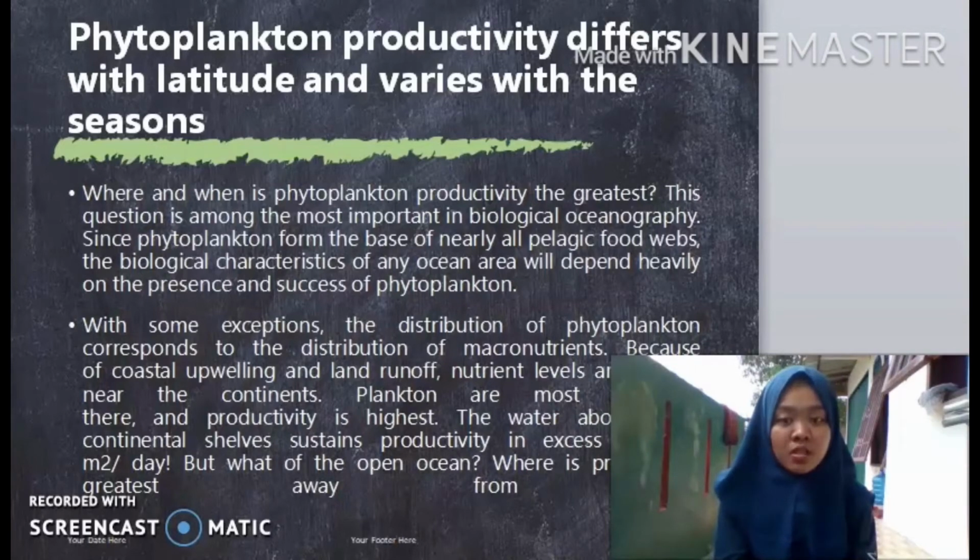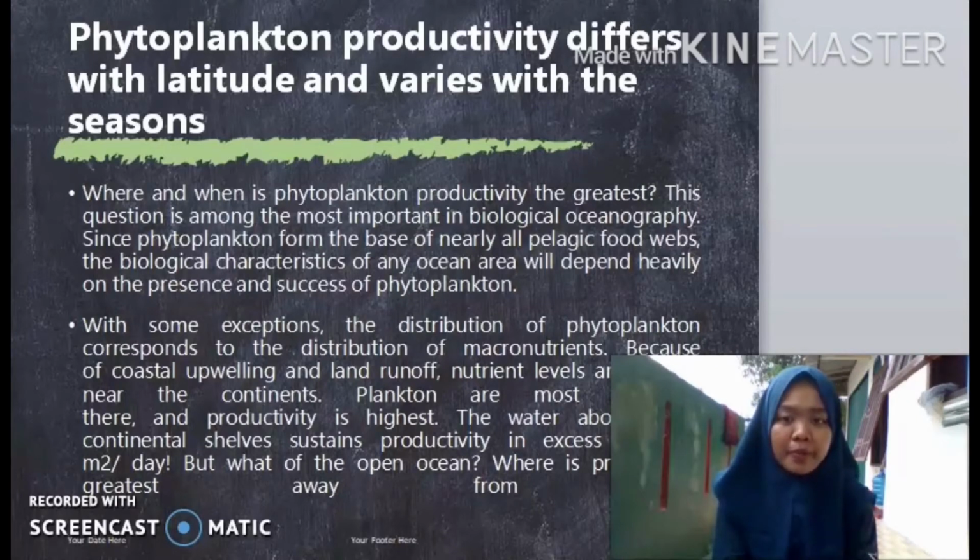Second, with some exceptions, the distribution of phytoplankton corresponds to the distribution of macronutrients because of ocean upwelling and land runoff. Nutrient levels are highest near the continents. Plankton are the most abundant there, and the productivity is highest. The water above some continental shelves sustains productivity in excess of 1 gram per day.